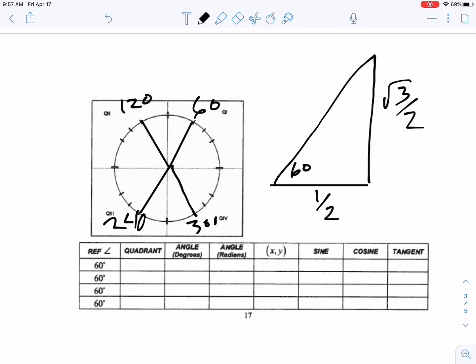So again, for homework, you have that sheet, and you're going to be filling out the quadrant, the angle measure, and the XY coordinate for your 60-degree reference angles, your 45-degree reference angles, and your 30-degree reference angles.